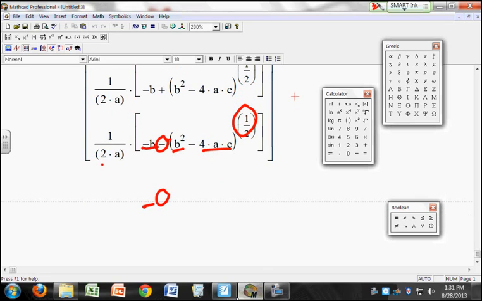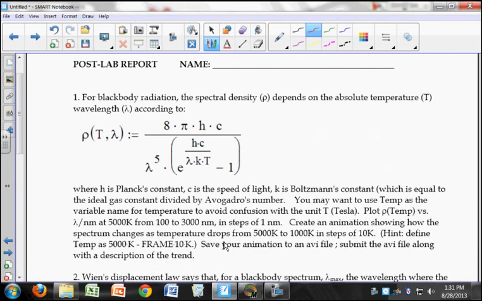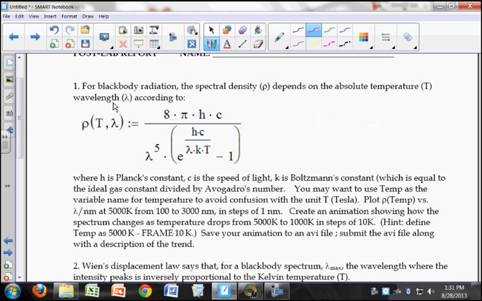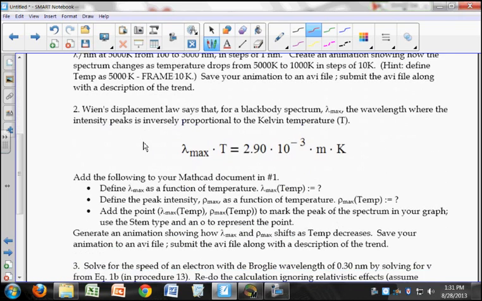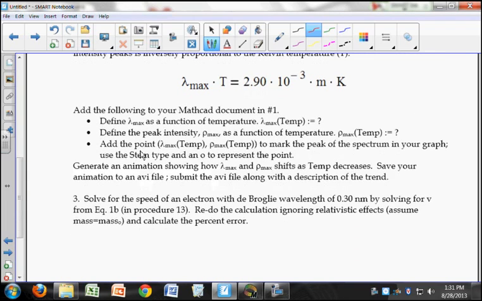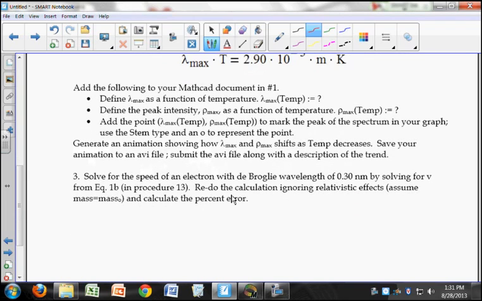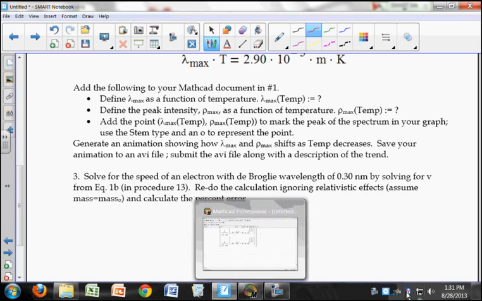So I think you should be able to do the rest of this on your own. That would be your post-lab report. Finish the problem here with the black body spectral density function versus temperature and wavelength, and then the Wien's displacement law problem here. And something to do with the de Broglie wavelength, where you calculate it with and without including relativistic effects, and you should be able to do that Friday after we cover that in the lecture. So that's it for this lab.